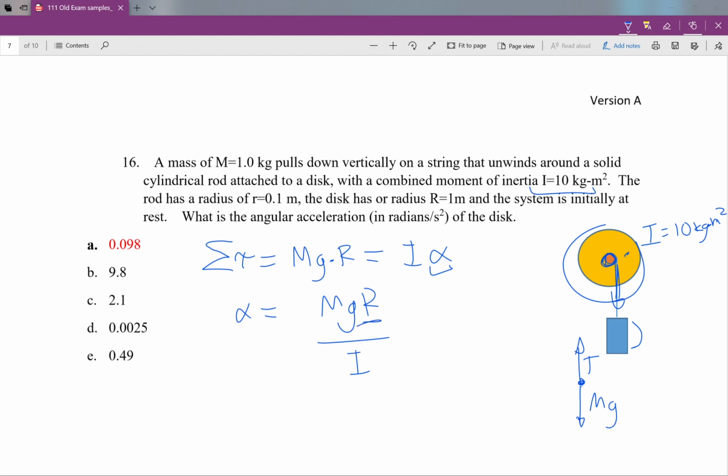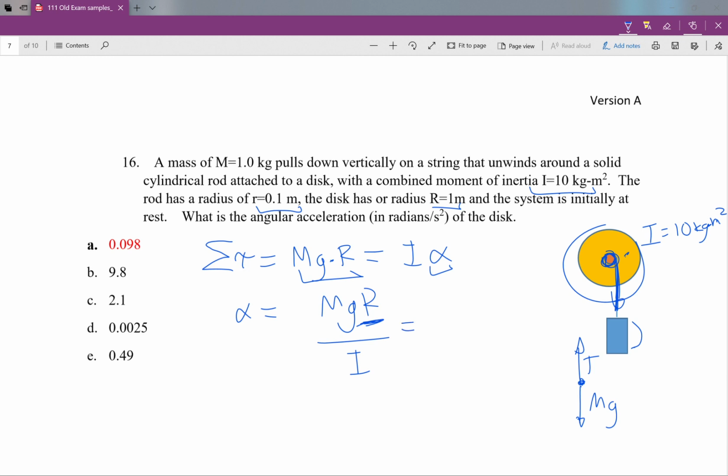Now, we're going to be careful here because the torque is acting on the rod. And the radius of the rod is 0.1 meters, not 1. 1 meter is the radius of the disk. But because this torque is acting on the rod specifically, which is making the whole thing rotate, the disk and the rod together, we're only looking for the radius of the rod.